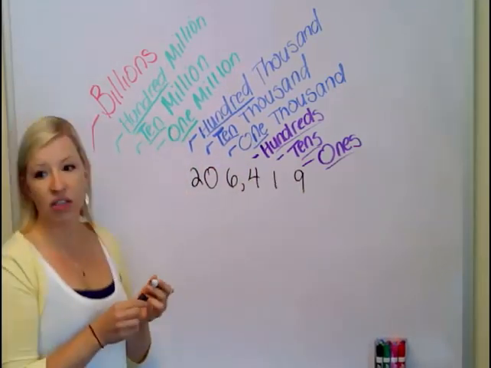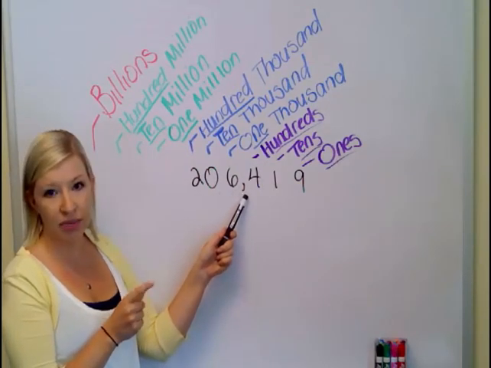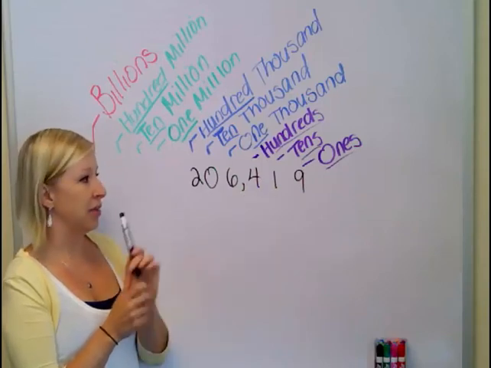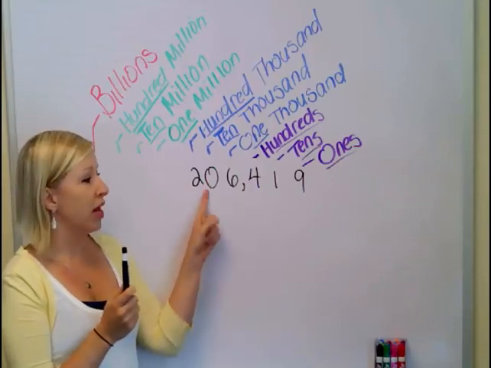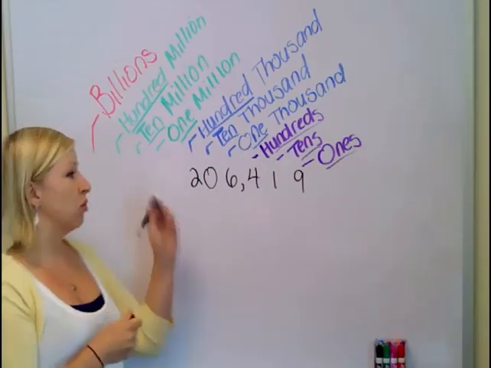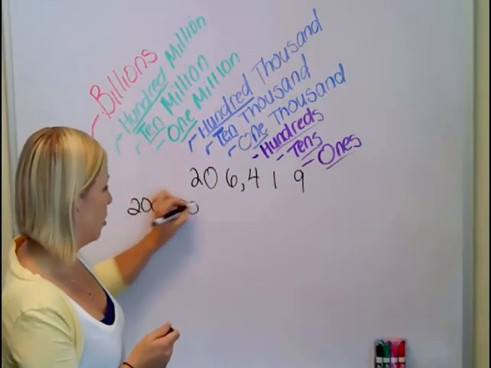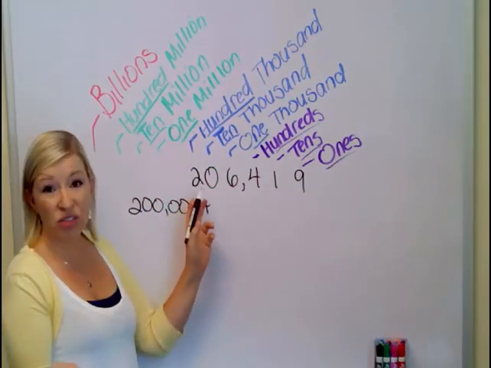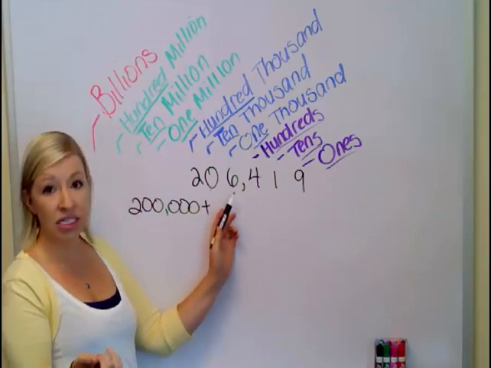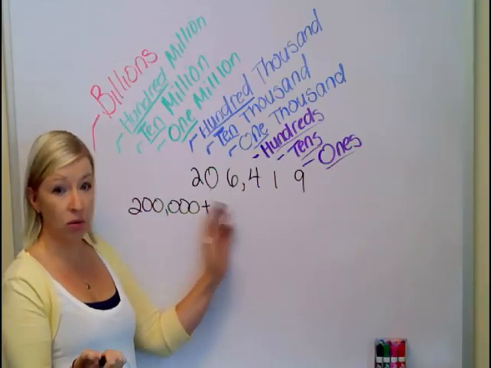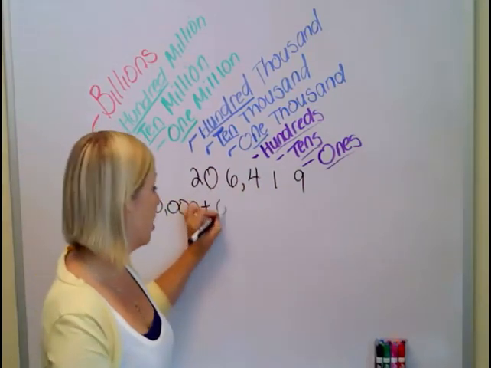All right, so if I take a look at this number, I get 206,000, the comma tells me to say the name, 419. If I write this out in expanded form, all you do is write out each place separately. So this 2 is 200,000 plus the 0, which equals nothing, so there's no tens, no 10,000s. Come to the 6. This 6 is 6,000. Ones, tens, hundreds, 1,000, 10,000, 100,000. So 6,000.